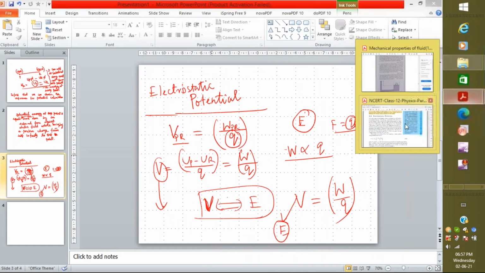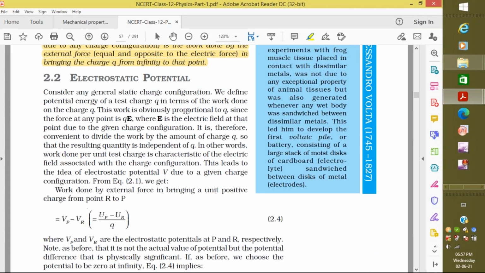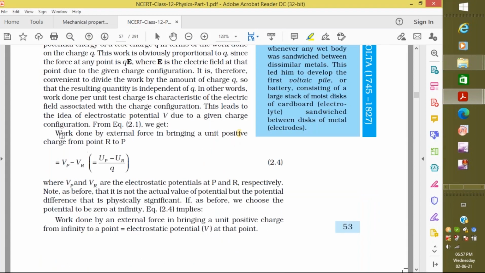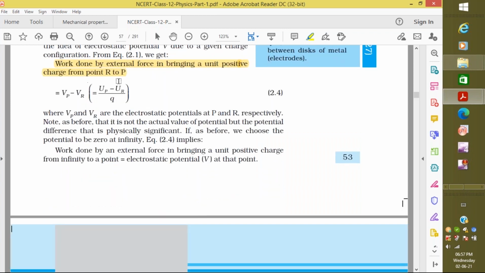See, here it is written: external force in bringing a unit positive charge. This is the potential. So you read it. If you don't understand the sentences written here, I'll tell you again. This is the definition: the work done by an external force in bringing a unit positive charge from infinity to a point is equal to the electrostatic potential. This is the perfect definition for you to write in the exam.